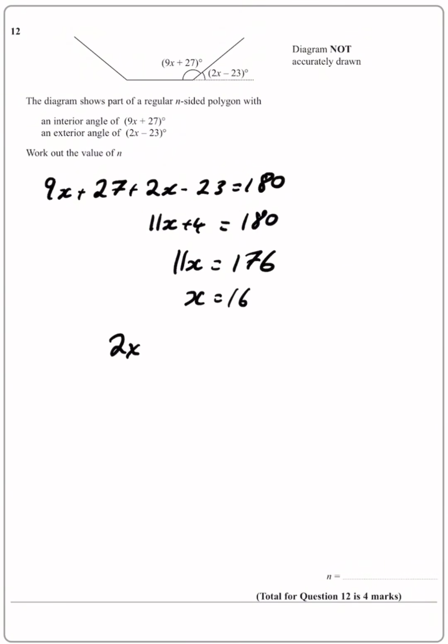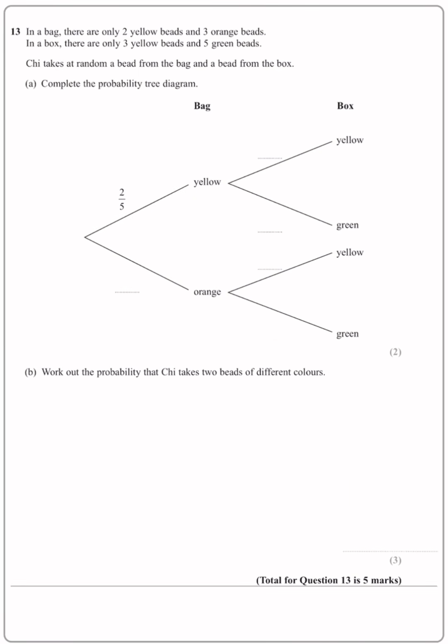Now you can find the interior angle if you want to here, and then use the formula for the interior angle. I've gone with finding the exterior angle. Plugging 16 into the exterior angle gives us an exterior angle of 9, and 360 divided by 9 is 40. So this is a 40-sided shape.